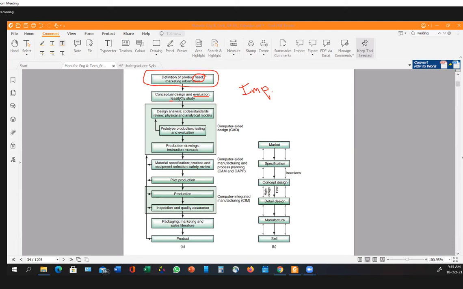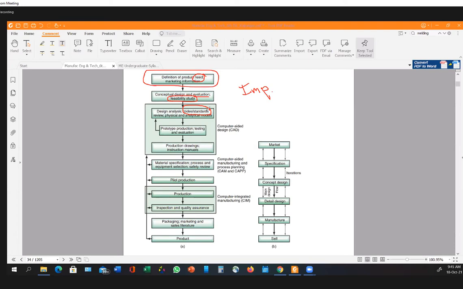You also do feasibility study. That is the economics part of the manufacturing process. Whether the cost and the final price will be justifiable and all. Then you analyze it and you also check for engineering codes and standards. This is important. Engineering certain codes and standards are there.